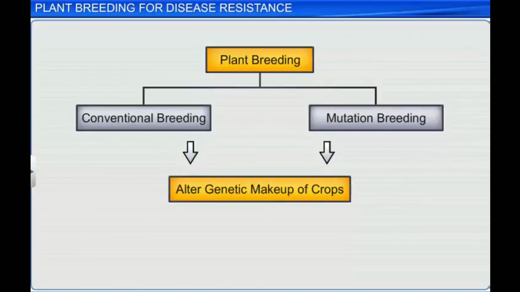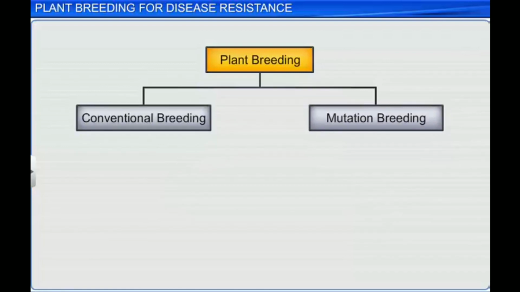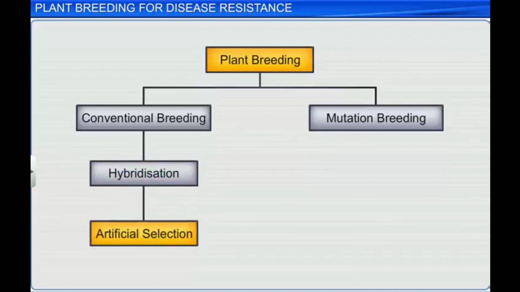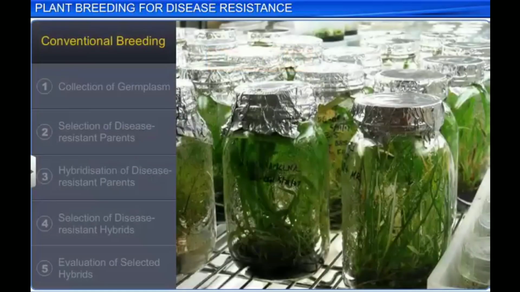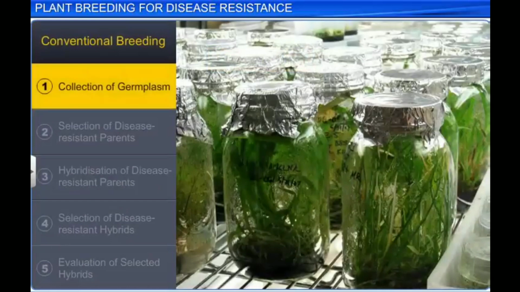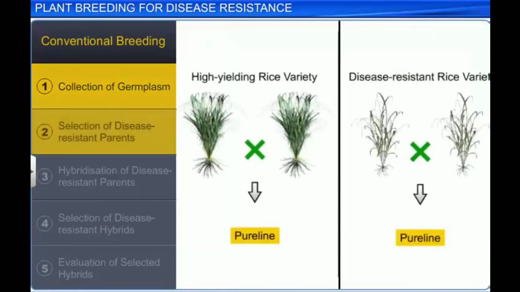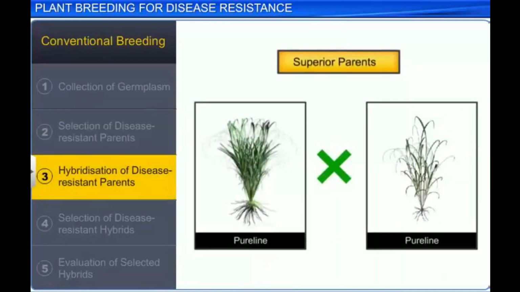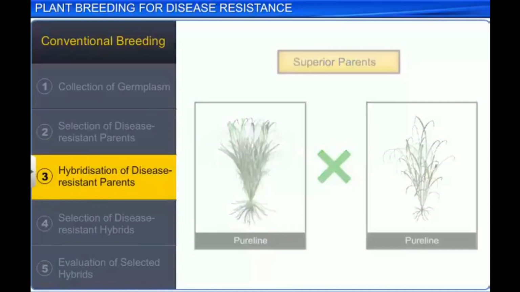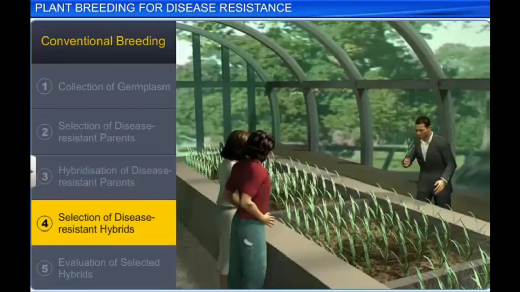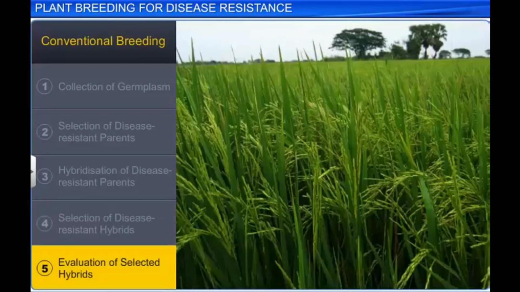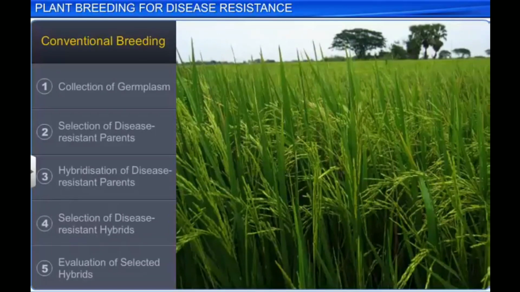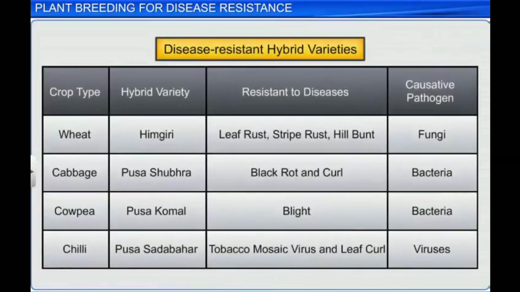Conventional breeding involves hybridization and artificial selection. It involves several steps that include collection of germplasm, selection of disease resistant parents from germplasm, hybridization of the disease resistant parents, selection of disease resistant hybrids, and evaluation of the selected hybrids. There are many disease resistant hybrid varieties of different crops developed through conventional breeding. Let's take a look at some of them.